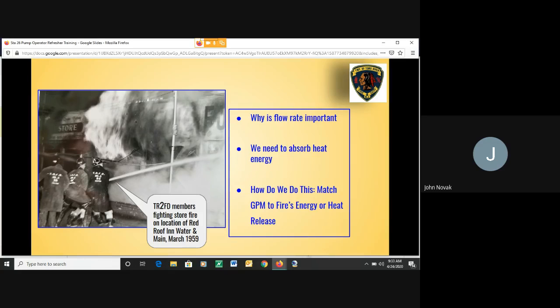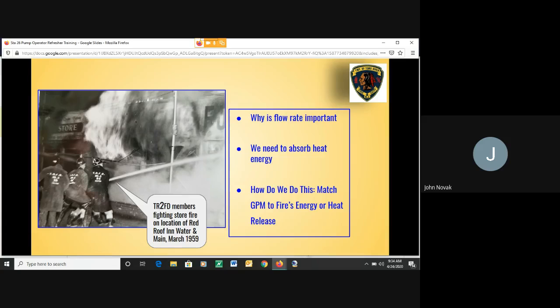So we talk about flow. We have to go back and understand why we purchased this equipment, and flow has a big impact on what we do on the fire ground. So why is flow important? Because we need to absorb heat energy that's produced by the fire.